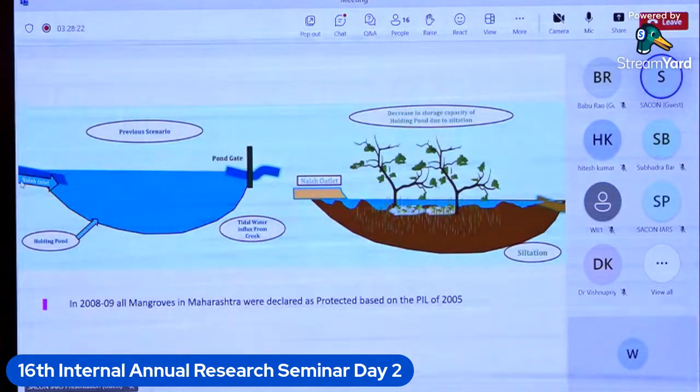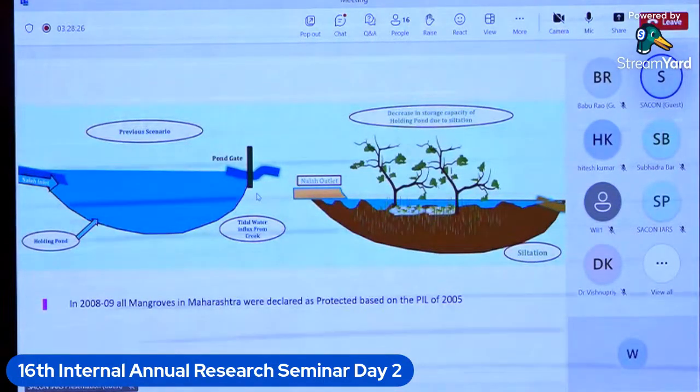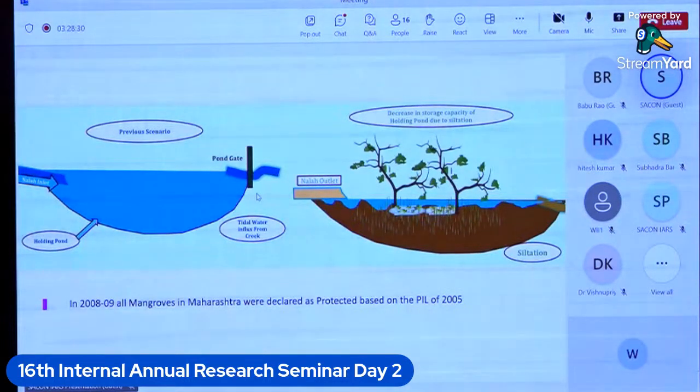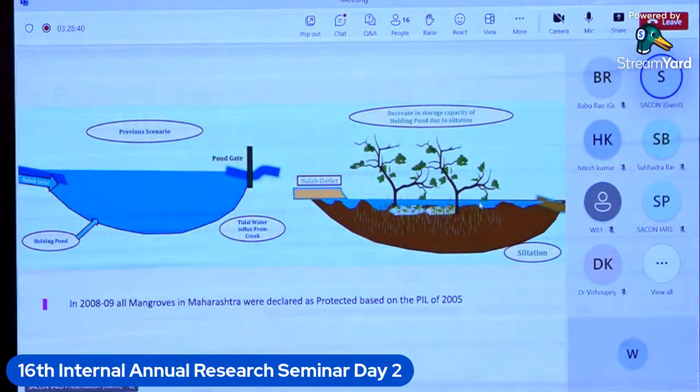And as the tide would start, the pond gates would open, the floodgates would open, and the water would be released out. So there was no flooding in the city beyond. But because of the silt, what happened was siltation. The floodgates were not functioning basically. The mangroves grew because the mangroves came in, and gradually it became shallow.